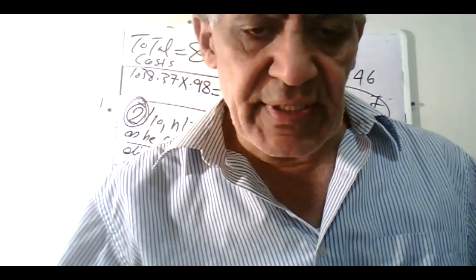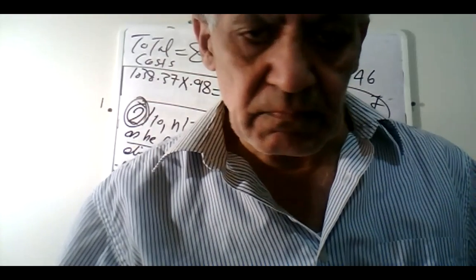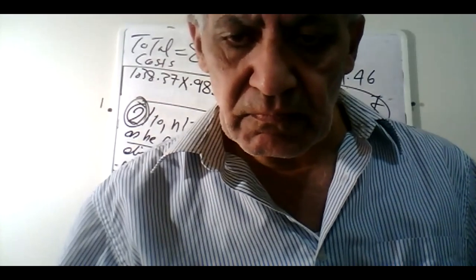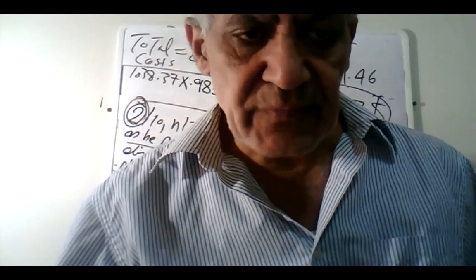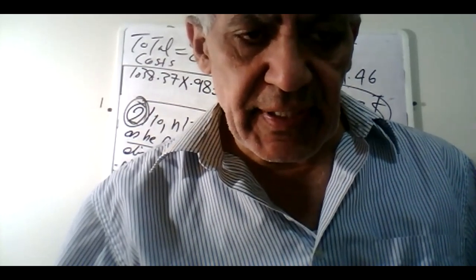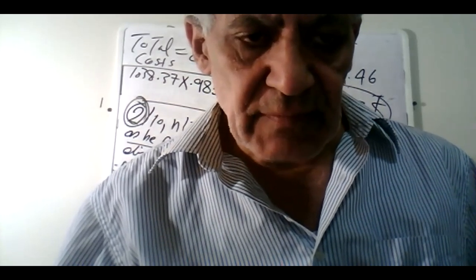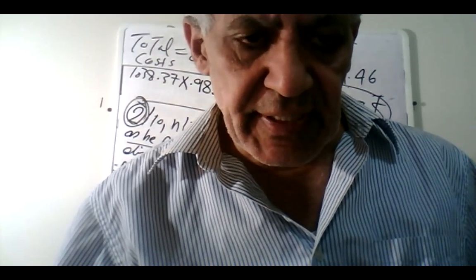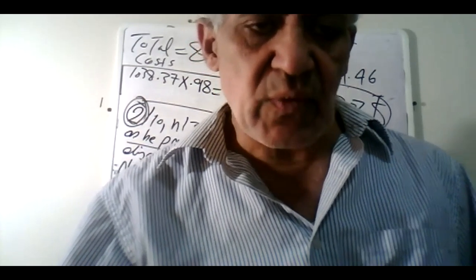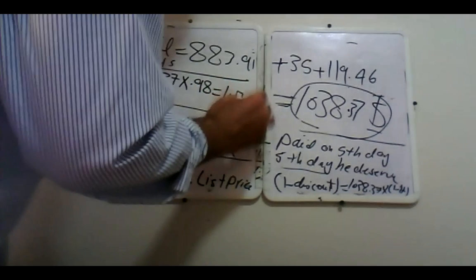We'll see the calculator. 1038.37 multiplied by 0.98 equals 1017.6. So he will pay 1017.6.